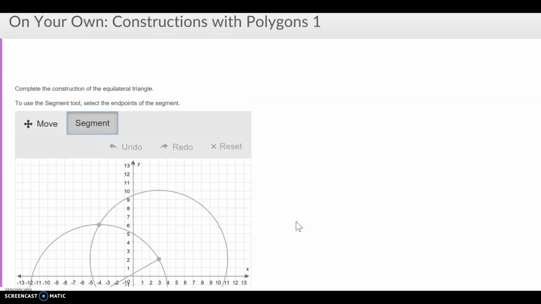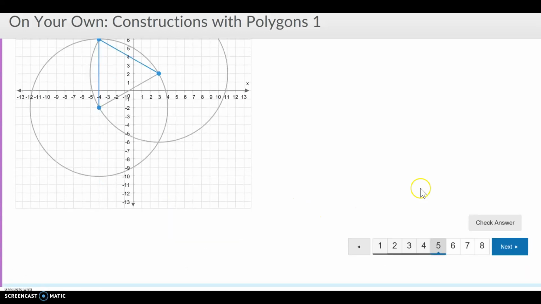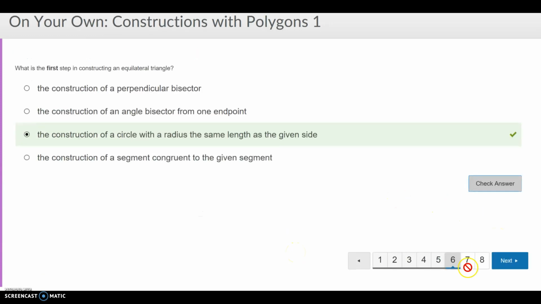Alright, we're going to complete the construction of this equilateral triangle with our segment tool. Alright, the first step in constructing an equilateral triangle is to construct a circle with the radius the same length as the given side, because they're assuming that they've given us a line segment to start with.